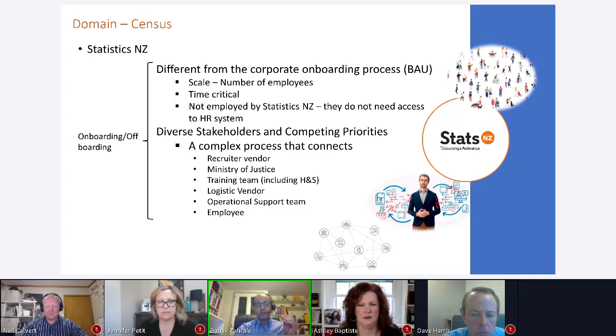So we're also talking about a very complex and complicated process that connects various actors and stakeholders, who are responsible for different stages of the process and have different priorities. Actors like the recruiter vendors who employ our staff, the Ministry of Justice for criminal conviction checks when we employ people, training teams to train employees according to their role in the field, health and safety requirements, the logistics vendor who provides the equipment to our field staff, and our operational support team who support these employees during operation.